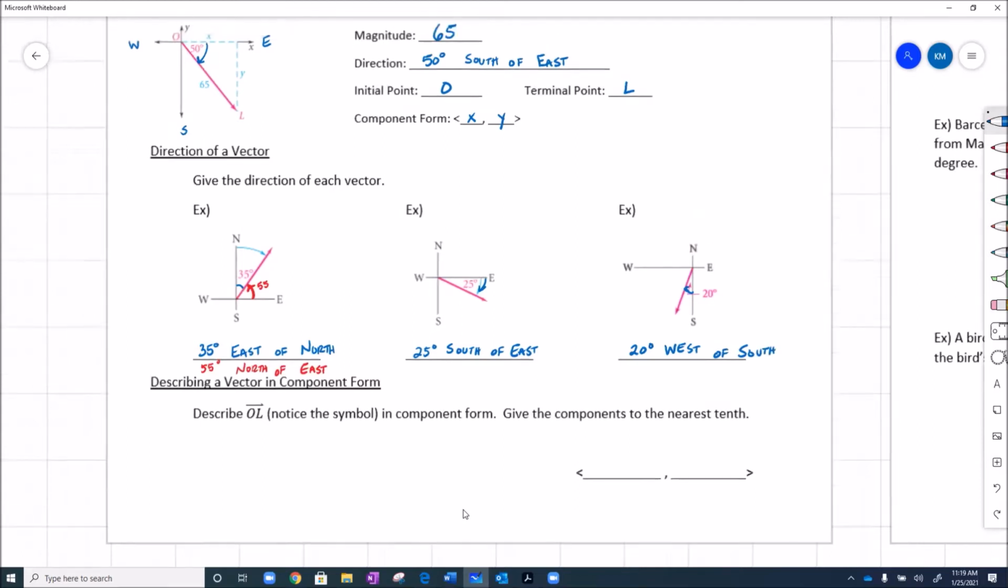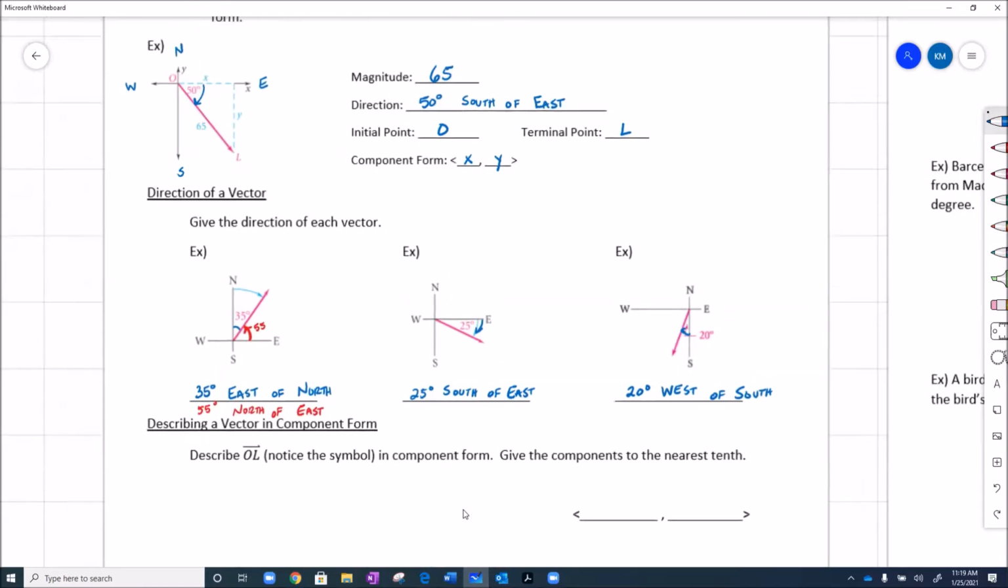Okay, so like I said, we're going to kind of investigate how to get everything that we talked about in this first section, started with the direction. Let's go to component form. It says describe OL. Notice the symbol that our OL, it's like this is vector. Okay. Describe vector OL in component form. Give the components to the nearest 10th. So they're asking us to find X and Y.